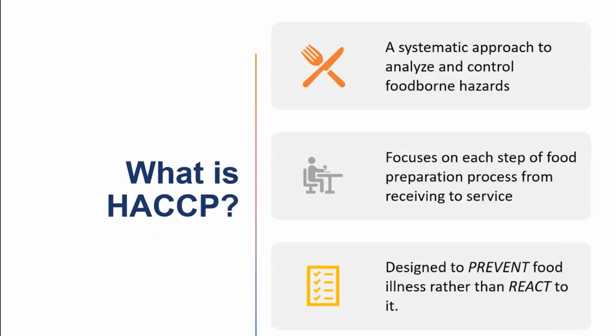So what is HACCP? We already said this, but HACCP stands for Hazard Analysis Critical Control Point and is a systematic approach used to create a food safety program that is designed to analyze and control foodborne hazards by focusing on each step of the food preparation process from receiving to service. The HACCP plan is designed to prevent foodborne illness rather than to react to an outbreak. When properly implemented, a HACCP-based food safety program will help ensure the safety of school meals served to children across North Carolina.